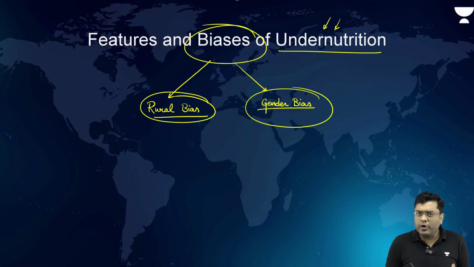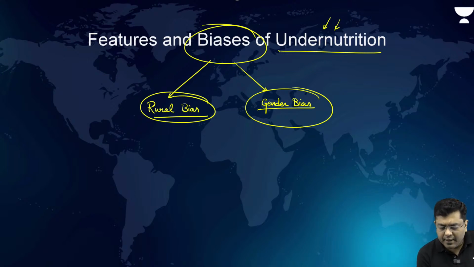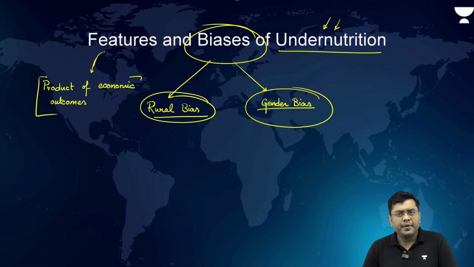But overall, when you take a look at undernutrition, when we talk about the features of it, mostly it is a product of economic outcomes. So wherever you have economically well-to-do societies, generally you will find that undernutrition is not there. But that is not always the case.